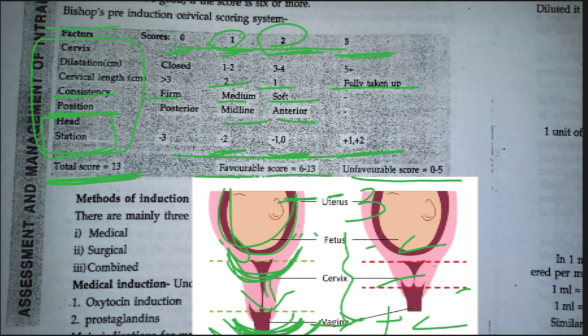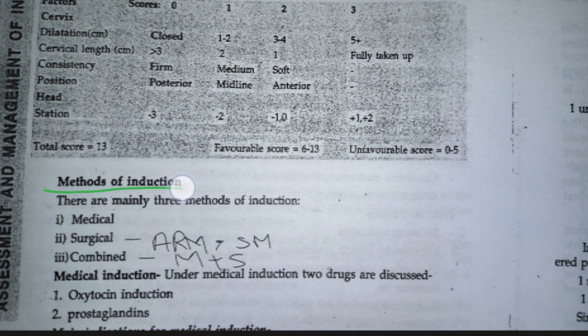By calculating all this, you will get the Bishop score and will get to know what the condition of the delivery is. Methods of induction of labor, we have 3 types: medical, surgical and combined. In combined, if you see, medicine plus surgical is the combined method. In surgical, we have artificial rupture of membrane and stripping of the membrane.